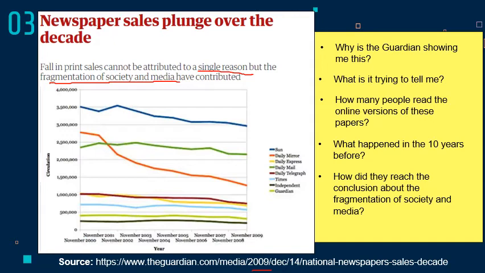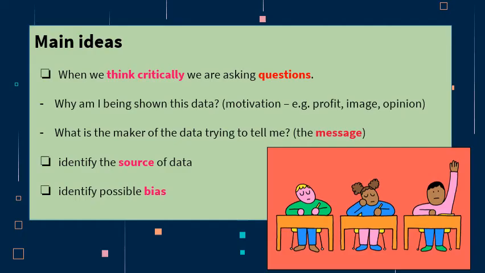So again, this is kind of an opinion piece in a newspaper. It's trying to convince me of an opinion, and it's trying to do that using data. So today, it's all been about thinking critically about data. Now, when I say critically, that's not being dismissive or looking at it negatively. It's actually thinking about what's going on behind the scenes. And to do that, you ask some questions.